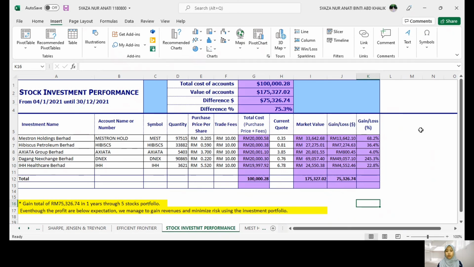Even though the profit is below my expectation, I managed to gain revenues and minimize the risk using the investment portfolio. Okay, that's all from me.